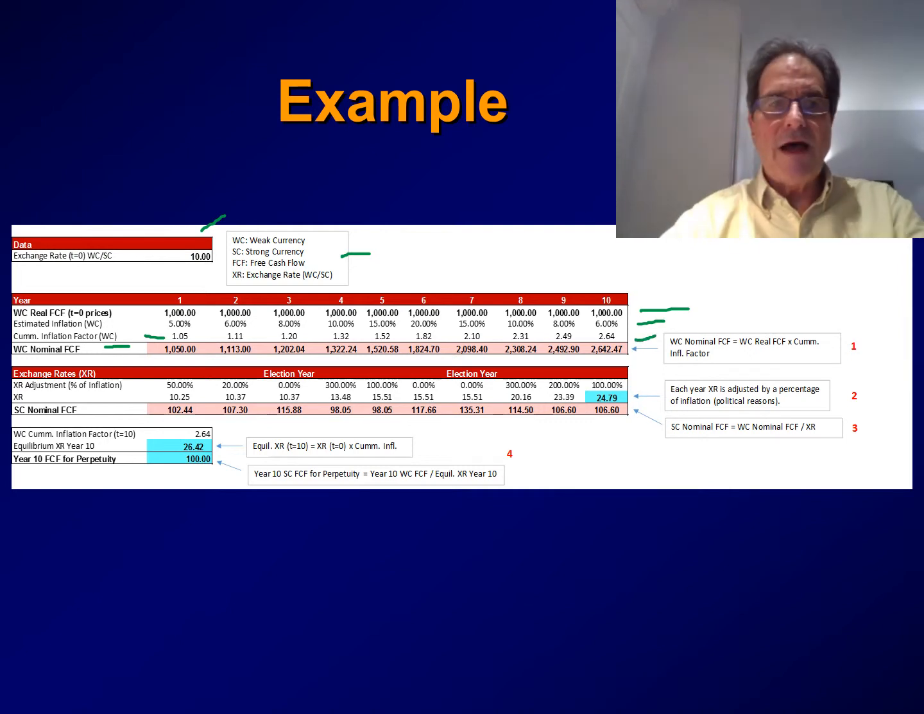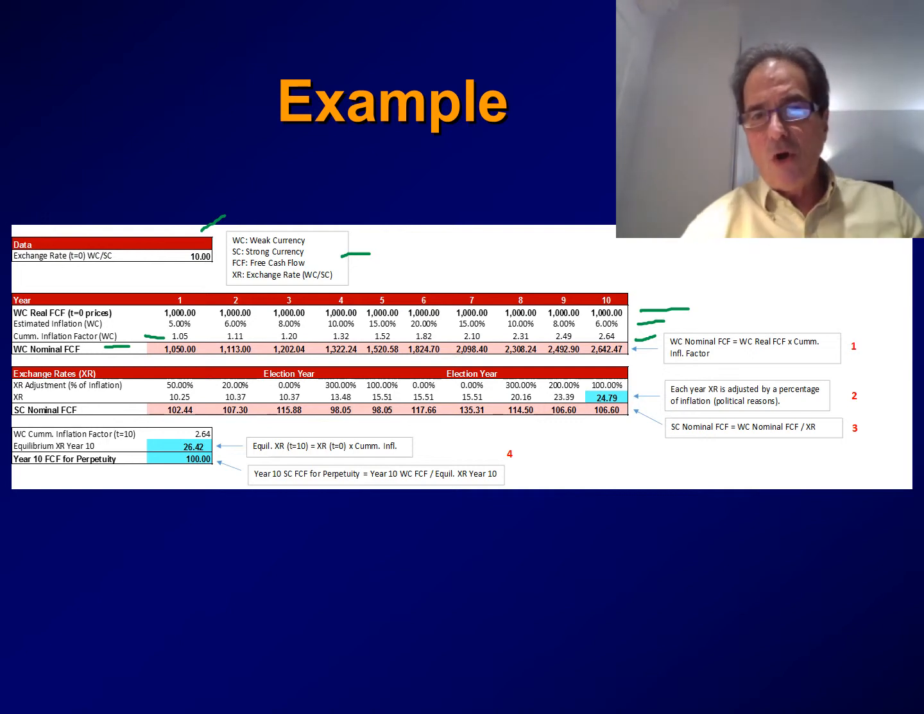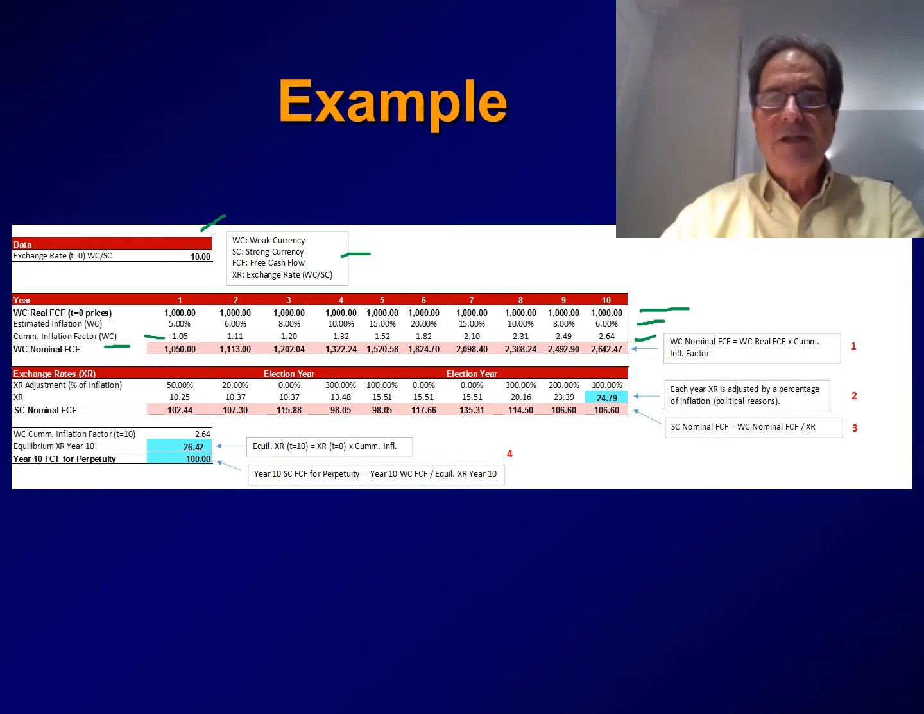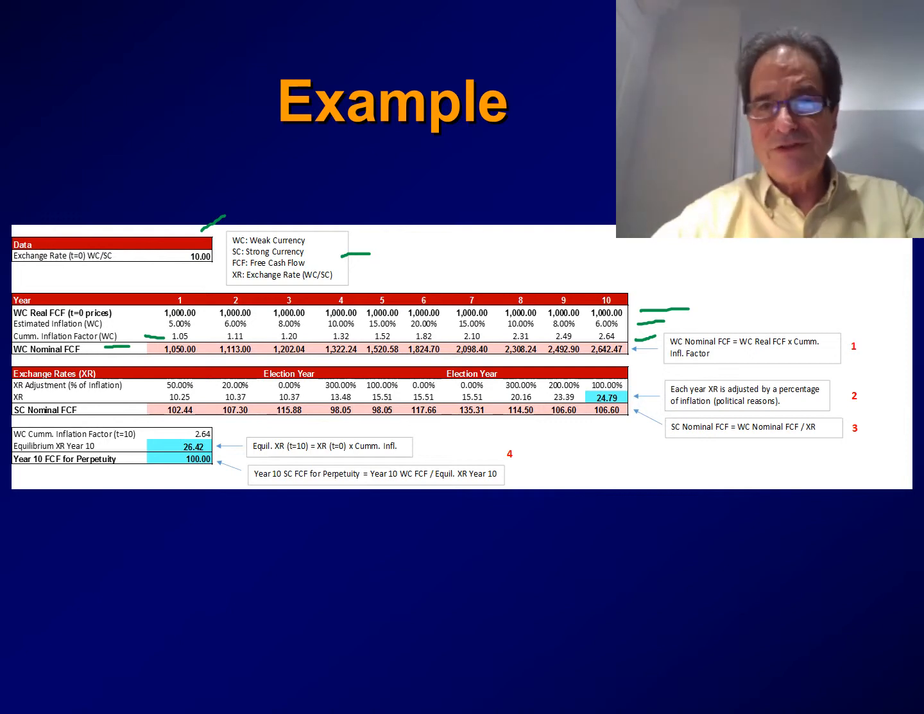In year 10, we have a weak currency real cash flow of 1,000, and we have a cumulative inflation factor over the whole 10 years of 2.64. Then the weak currency nominal free cash flow will be 2,642.47.